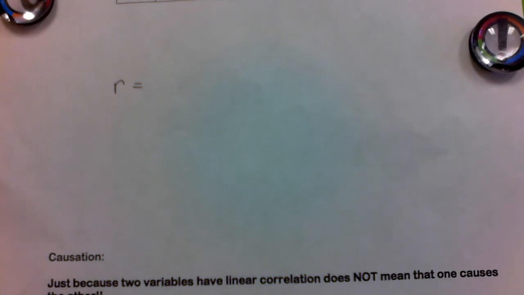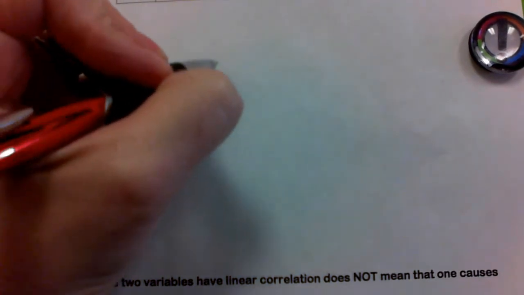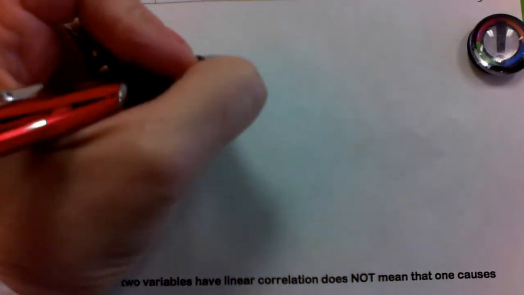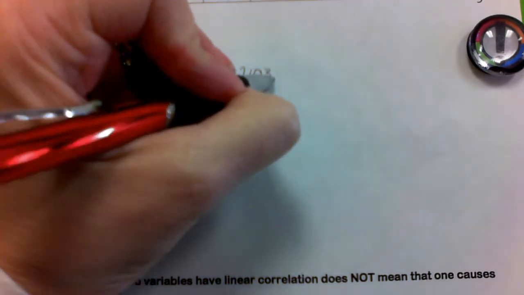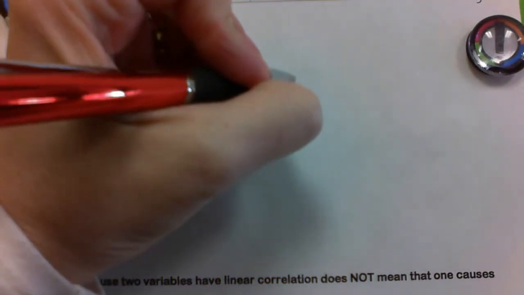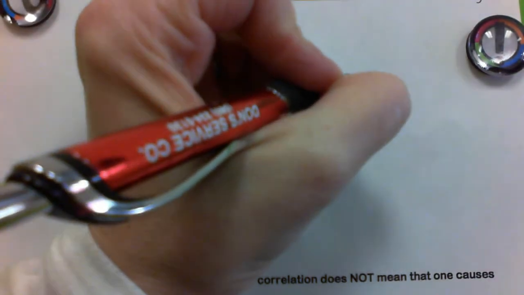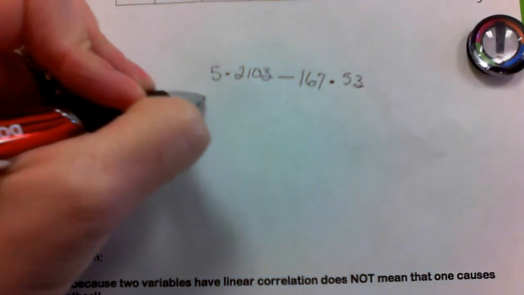In the numerator on the top it says to take n, and we just talked about that, that is 5, times the summation of xy, which is 2103, minus the summation of x, 167. Now I'm going to use the multiplication symbol and not parentheses, because the parentheses are critical when you put it into your calculator, so I don't want you to get confused on where to put those. Then we have the summation of y, which is 53, and that is my numerator.